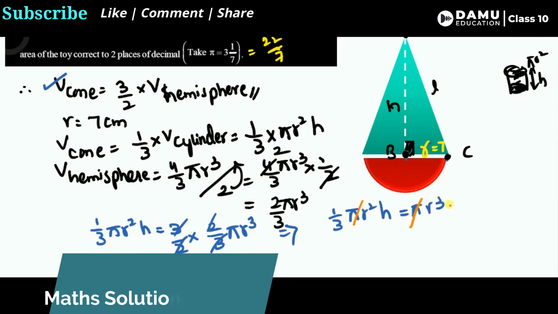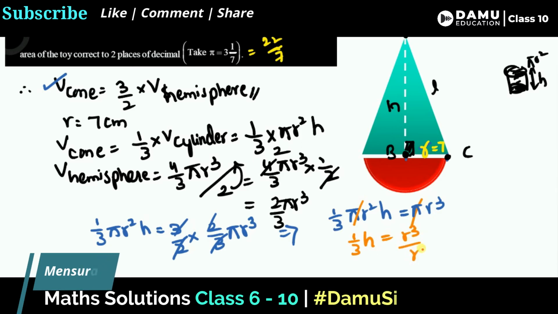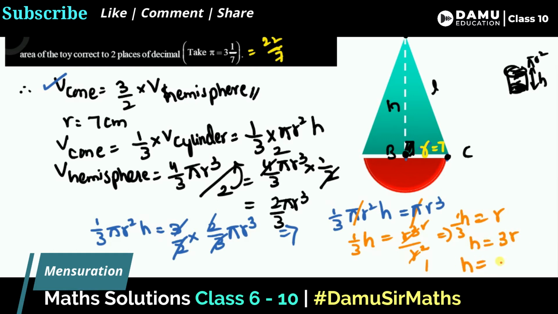So 1 by 3 h will be equal to r cube by r square. So r square and r square cancel, then r remains. So 1 by 3 h will be equal to r, then h will be equal to 3r. Then h will be equal to 3 into r, and r is 7, that is 21 centimeter. So the height of the cone will be equal to 21 centimeters.